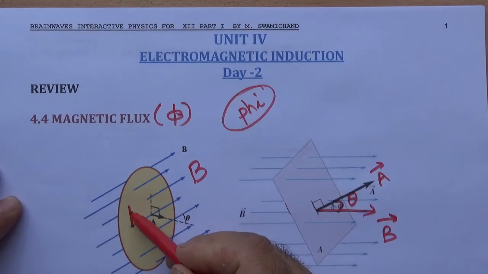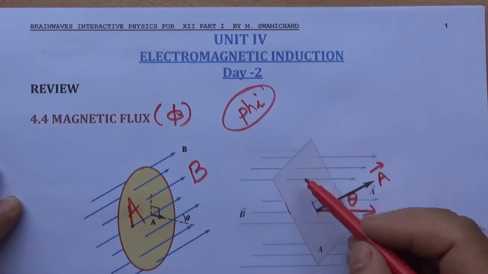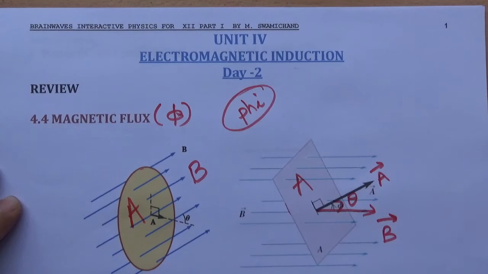A is the area of this loop. Here is a conducting loop of area A. The magnetic field is B, and the angle between the area and the magnetic field is theta. Then magnetic flux is defined as the product of the magnetic field, the area of the loop, and cos of this angle theta. Magnetic flux is B A cos theta. This is called the magnetic flux.